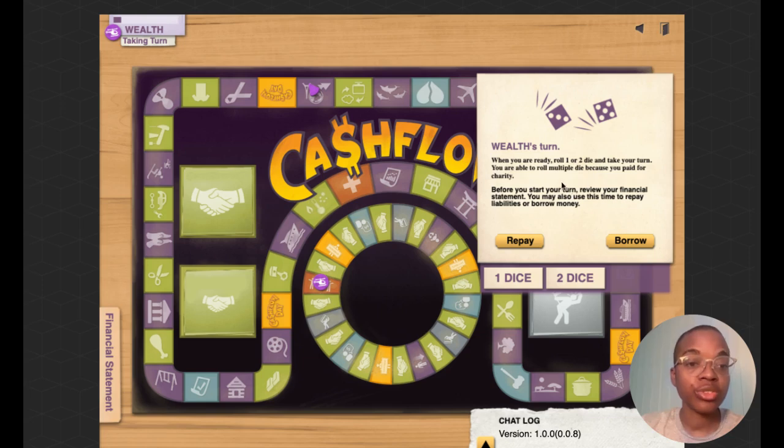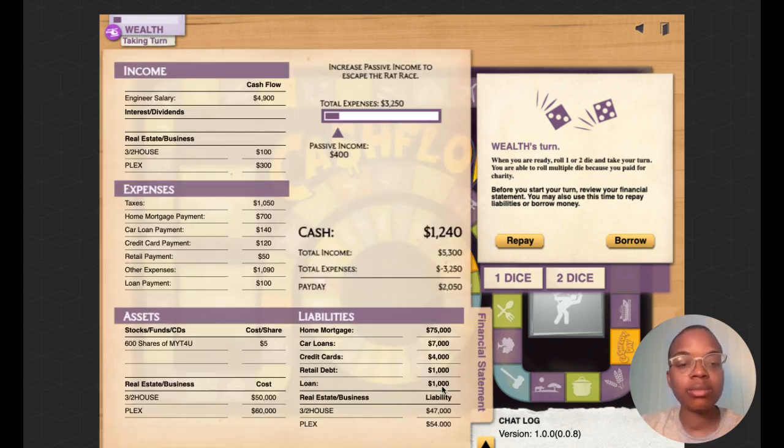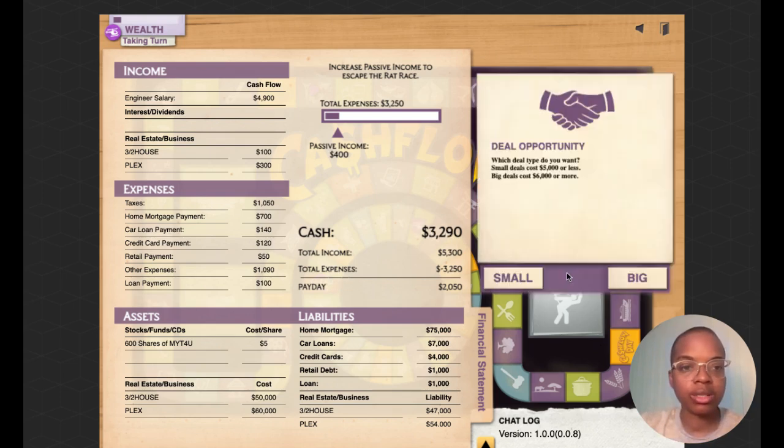Before you start your turn, review your financial statement. I might also be able to pay any liabilities. I don't think I have enough to pay off any major liabilities. I could pay off this loan right now. Let me just see. Okay, I'm just going to go ahead and roll 2 dice just to see what happens there.